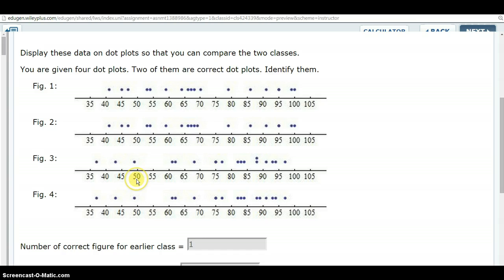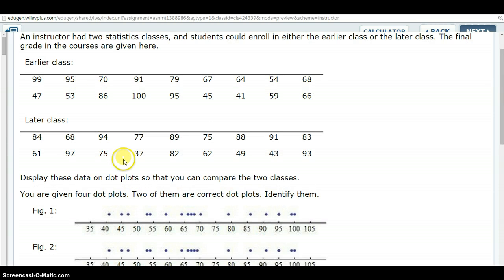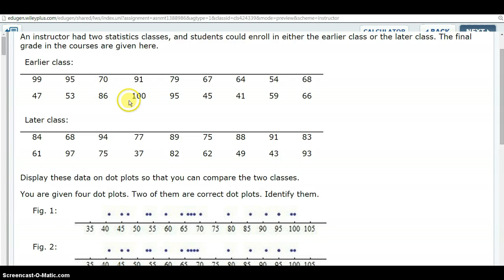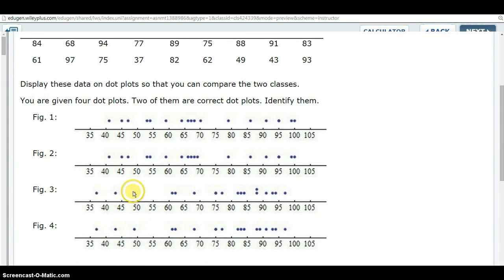And then I'm trying to figure out where this earlier class is represented. Well, I know that because I don't have anything under 40 here, these two dot plots are not representing the earlier class. So it's either going to be figure 1 or figure 2. Now I go through again, I'm looking for any differences between these dots. Okay, I see a difference here. I'm going to keep looking to see if there's anything else, and I don't see anything. So this is really the only difference.